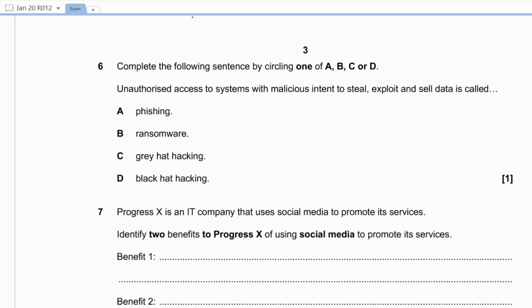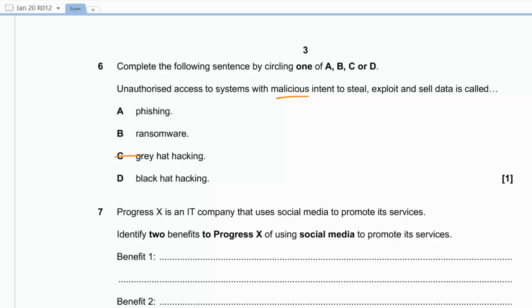So we need to complete the sentence by circling one of A, B, C or D. Unauthorised access to systems with malicious intent to steal, exploit and sell data is called phishing, ransomware, grey hat hacking or black hat hacking. Well, the key word here is malicious. So all of these are related to security and all of these are threats to people. But the word malicious suggests we're being especially nasty, we're trying to cause particular harm. So that rules out grey hat.